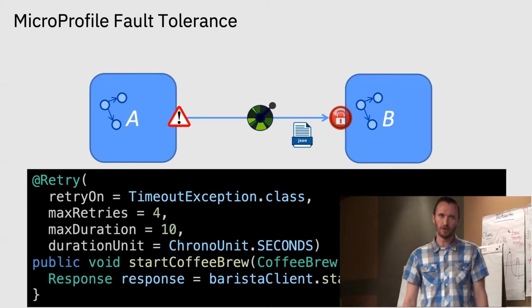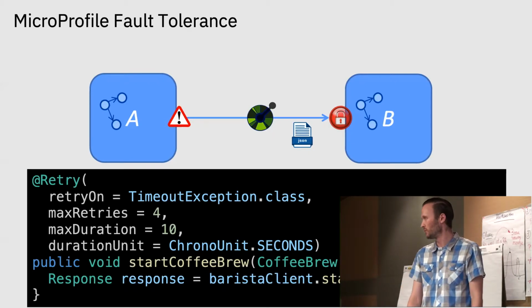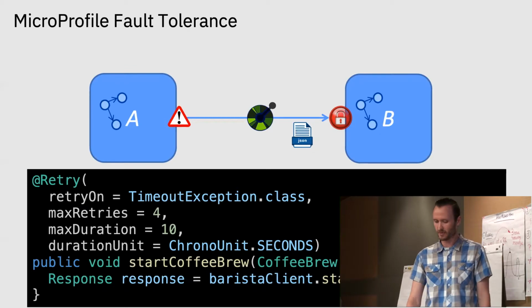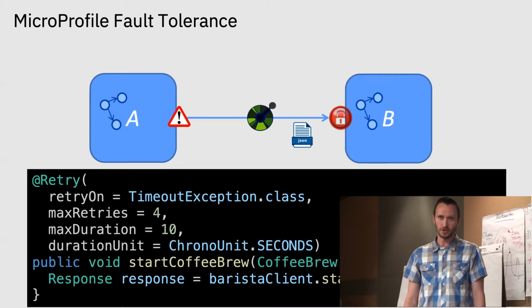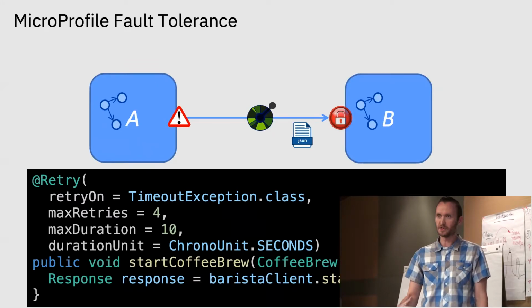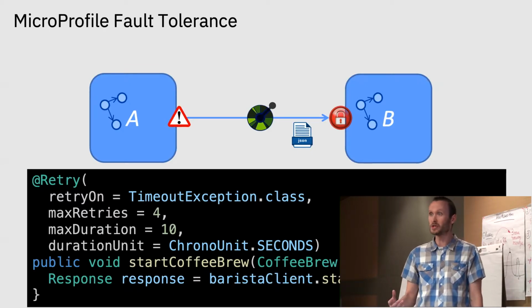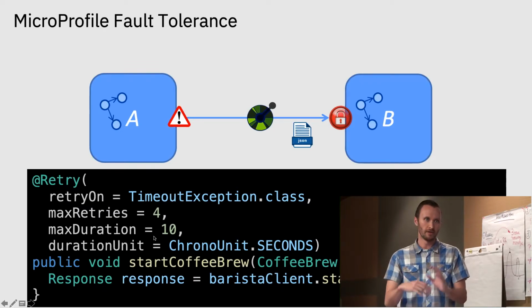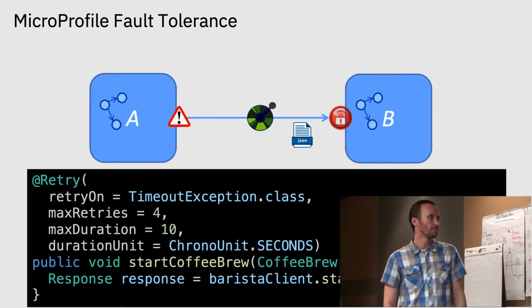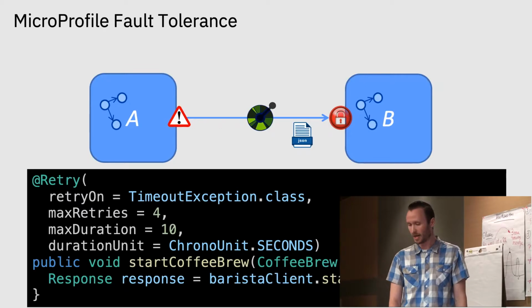Fault tolerance is a bit more advanced. A lot of what I've been showing is pretty simple, just standardizing the basic stuff. Fault tolerance has a lot more features. This is an example where A is calling B, and if there's a timeout, fault tolerance will automatically retry. In this case, we have the retry on, which says which exceptions to retry on, and the maximum number of retries. Max duration is for all the retries combined, just to bound the whole request. So pretty simple, but pretty powerful automatic handling.